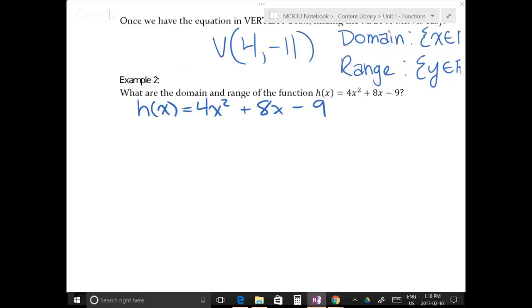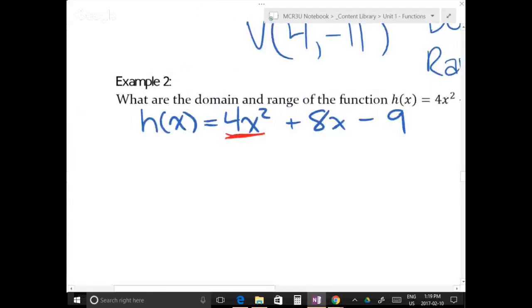What technique do we use to put it into vertex form? Completing the square. Good. Now, the thing you'll notice here is that this question is one small step trickier because it doesn't start with an x squared like all of our examples yesterday. It starts with 4x squared. We're going to solve that by just factoring out the 4. We're just going to get rid of it first thing, and then we won't have to worry about it.